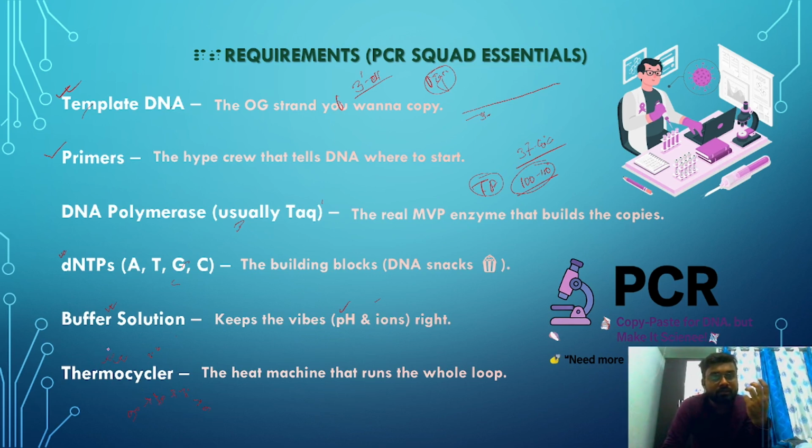Do you need to understand? Template is what? The thing it will copy. Primer will identify from where to start. Polymerase will carry out the reactions. dNTPs, which are the building blocks, will say okay, I am a conduit. And buffer solution maintains the environment. Thermocycler maintains the temperature. Thus, it will happen.